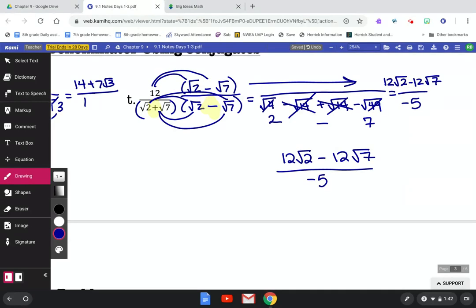The only time you're going to simplify is if the numbers outside, your coefficients, all had something in common. 12, 12, and 5, there's nothing that can go into 12 and 5, so we can't simplify. But if this had happened to be 12, 12, and 6, we would have simplified the outside numbers, the coefficients. Okay, so this is your answer, simplified.